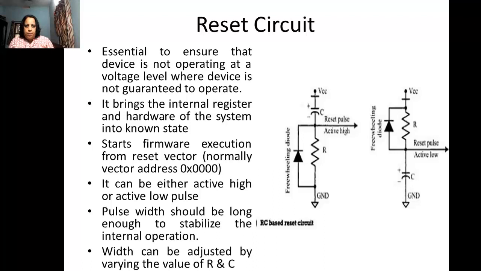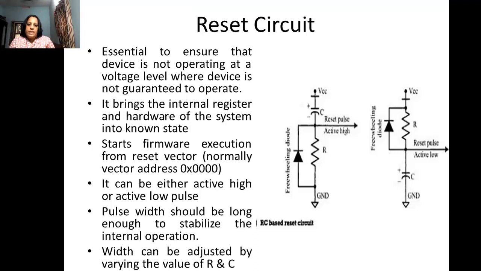When a reset pulse is activated, the internal registers present in the processing element and the hardware of the system are all brought into a known state, or cleared. The firmware execution address will start from the reset vector. Now what is the reset vector address? I hope you remember when we studied memory mapping in module 2 where the reset vector is. The reset vector address is generally the 000 address. Normally that's a vector address.